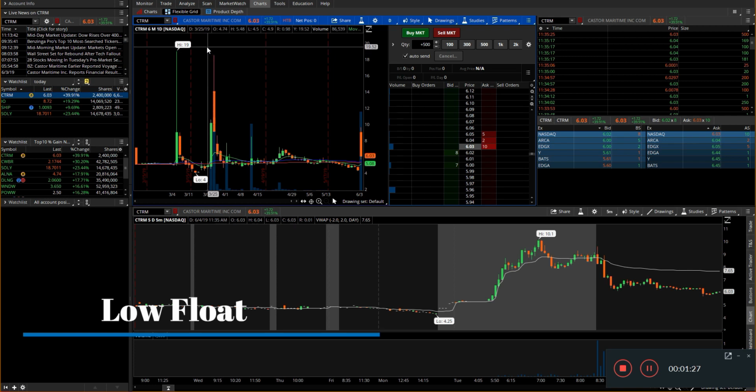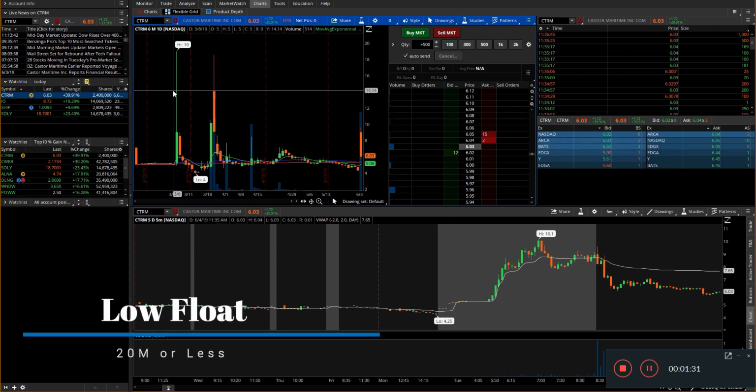Now, Thinkorswim doesn't have a way, or at least I'm not aware of, to show the float, but it does show the shares of the company. Normally, it's like CTRM, for instance, it says 2.4 million shares. The float's probably around 2.2 million. It's usually pretty close to what the shares are on Thinkorswim. So that's all we really need to see.